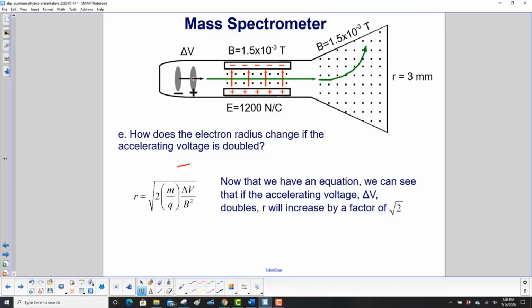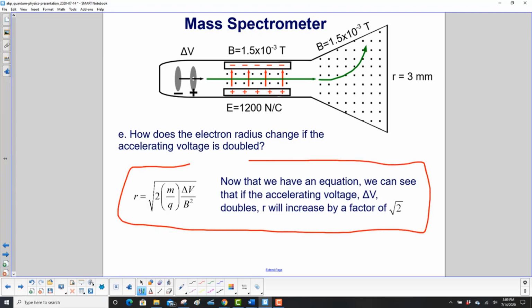So after all that algebraic manipulation, we wanted to come up with an equation where R is a function of the accelerating voltage. So if we double the accelerating voltage, that's within the square root sign, so the radius will increase by a factor of square root of 2.